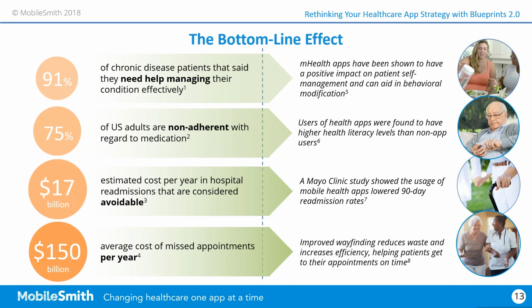Like 98.7% of people have a smartphone now. 75% of adults are non-adherent. Users of health apps are found to be more adherent. 17 billion in avoidable readmissions. Apps help reduce readmission rates. 150 billion on missed appointments. Improved wayfinding, as well as other appointment reminder technology in apps, help get patients to their appointments on time. So you can see the bottom line impact is actually here today.